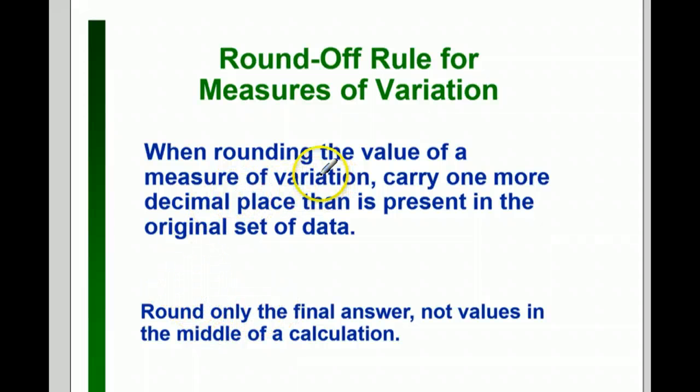This is typical for when we do measures of variation. We usually go one more decimal place than the original data set. So if our data set is stuff like 3.2, 4.8, 5.7, etc., then we would take our range or our variation, standard deviation, to something like 2 decimal places, like just hypothetically 1.57. So we'd have one more decimal place. And then always round at the very end. Don't round each step of the way in these calculations we use to compute variance and standard deviation.